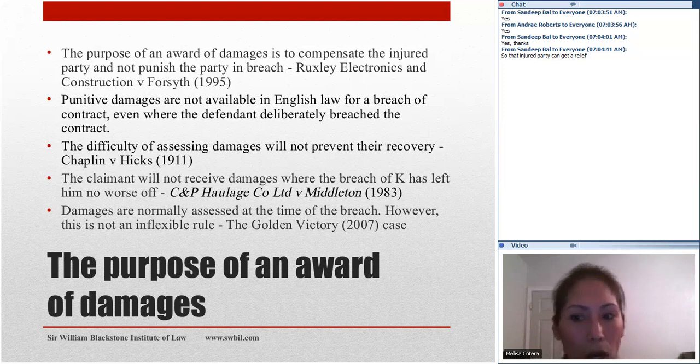Okay. Also, damages are normally assessed at the time of the breach. However, this is not an inflexible rule. In the Golden Victory case, it was held that in exceptional cases, damages would be reduced where it was proven that between the date of the breach and the time of the trial, certain events occur which would have inevitably reduced the damages the claimant would have recovered in respect of its loss. So this rule, that damages are assessed at the time of the breach, has some exceptions, but we need to see each case.